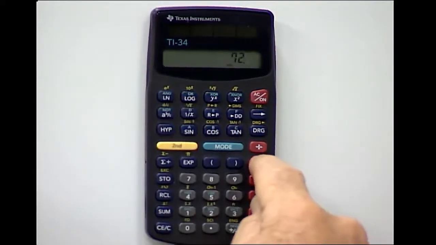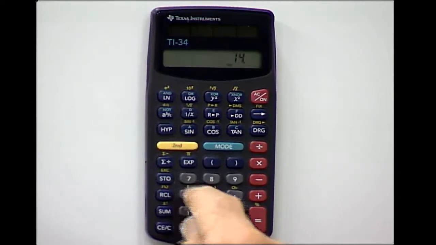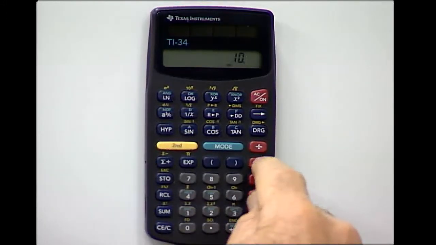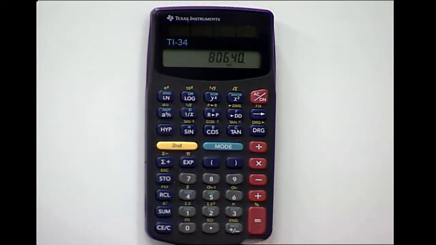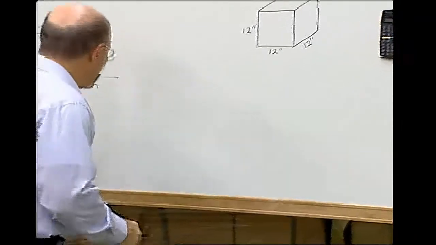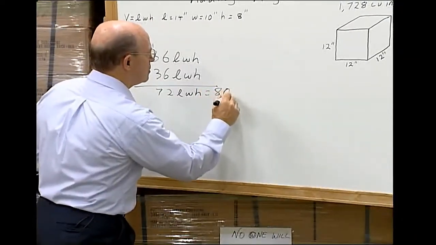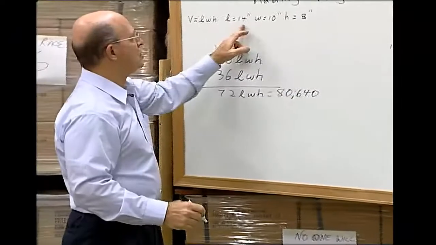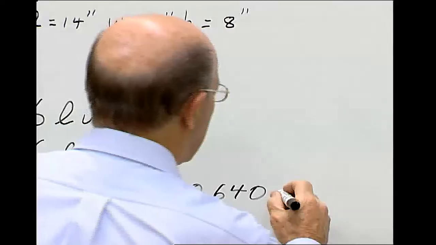72 times the length, which is 14, times the width, which is 10, times the height, which is 8, equals 80,640. Now notice it was inches that we multiplied, so now this becomes cubic inches.